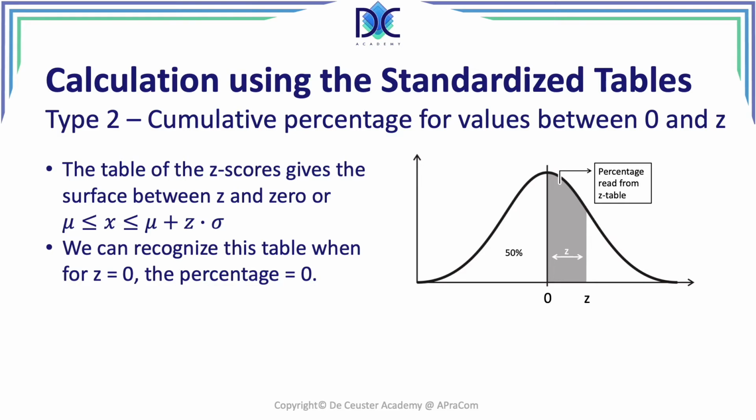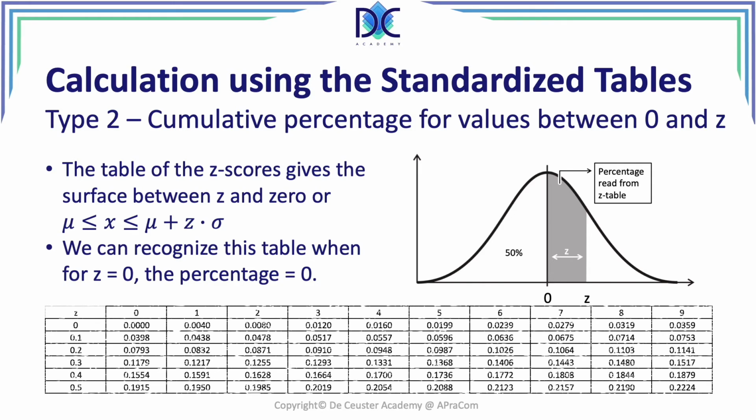If we want to know everything to the left, then we have to add 50% to the value that we get out of the table. We can recognize this table when for Z equal to 0, the percentage is equal to 0. So this is how the table looks. Basically it's the same, but all the values are exactly 0.5 less than in the previous table. For 0, 0, we have 0, so we know it's the table that only gives you the gray surface as shown in the graph.